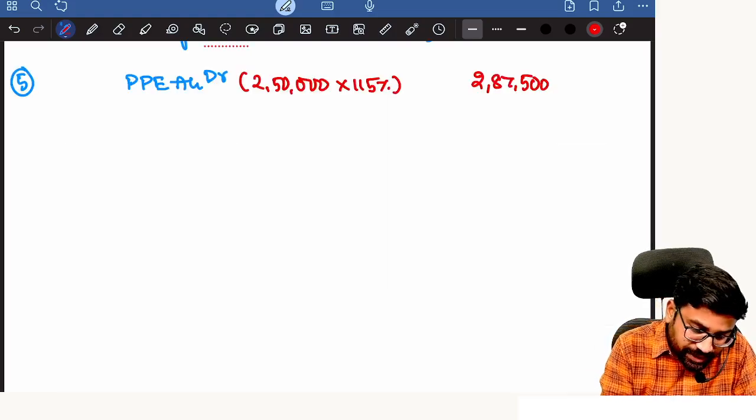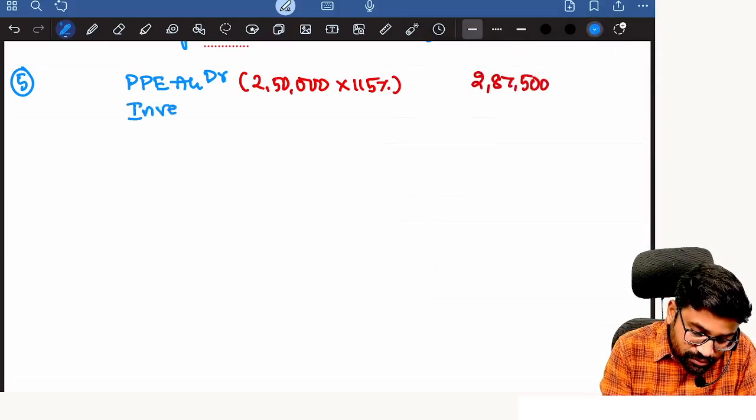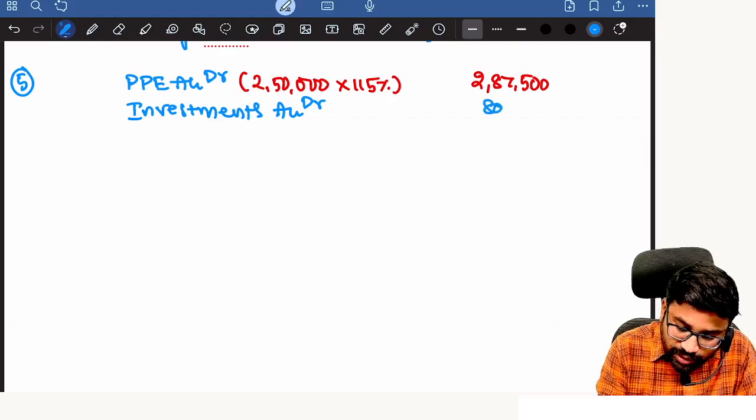Non-current investment. So investments. Investments at what value? Book value, no adjustments. 80,000.